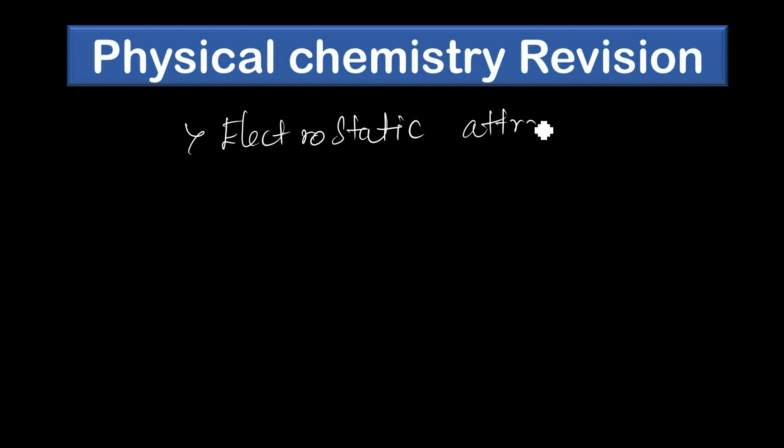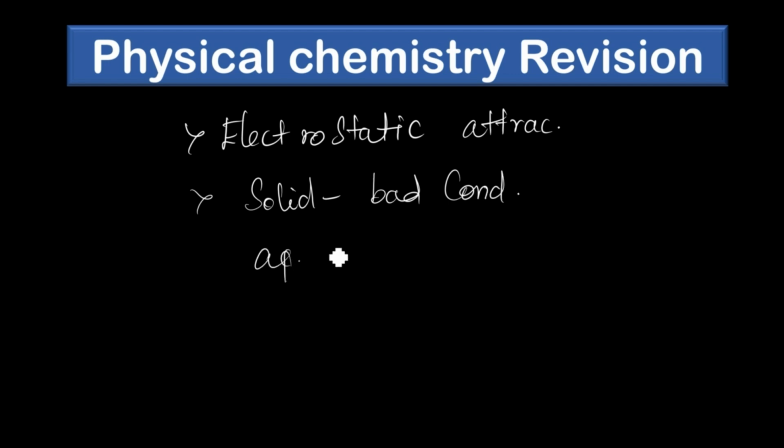Then the properties of ionic bonds: in the physical state, they have a strong electrostatic force of attraction, right? And ionic bonds are stronger than any other bonds. In solid form, it is a bad conductor of electricity, and in aqueous or molten state, it conducts, being a good conductor of electricity.